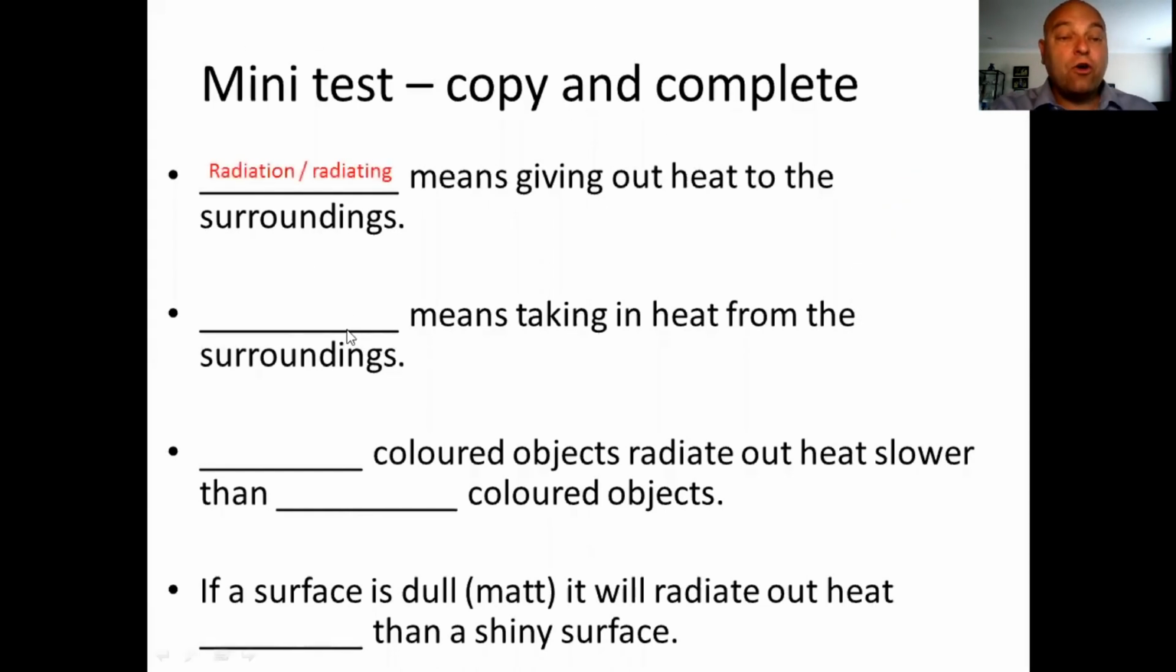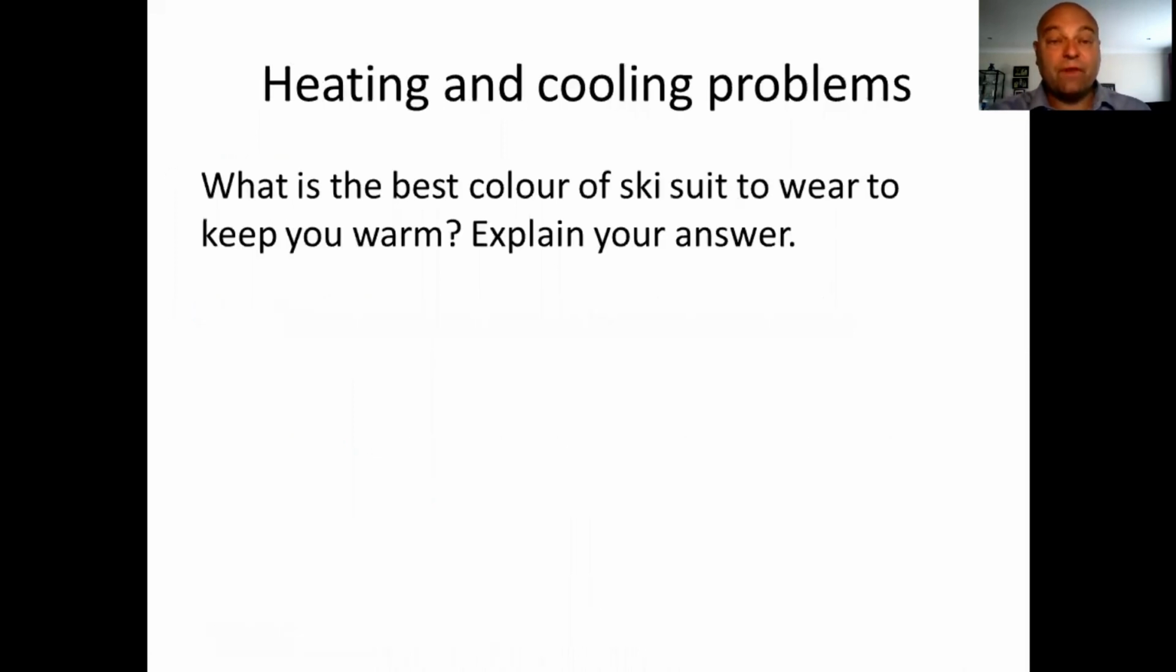So the first one, radiation or radiating means giving out heat to the surroundings. Second one, absorption or absorbing means taking in heat from the surroundings. Third one, white or light coloured objects radiate out heat slower than black or dark coloured objects. If the surface is dull or matte, it will radiate out heat quicker than a shiny surface. You've got all those right. Well done. So today's lesson, we're going to look at a few problems.